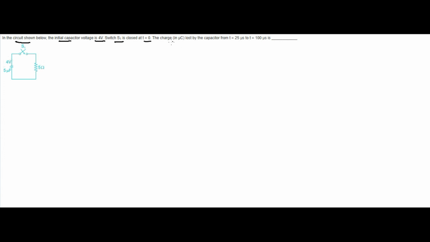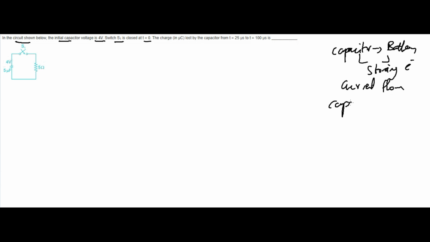Let me tell you first, the capacitor's another name is battery, because it is a storage. Both are said to be storing charge. So when the current flows, the capacitor loses its energy, by providing flow of electrons.